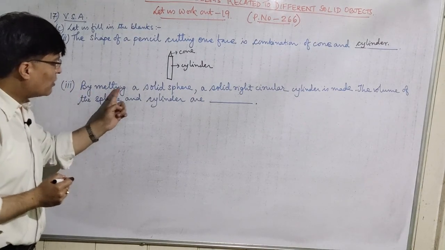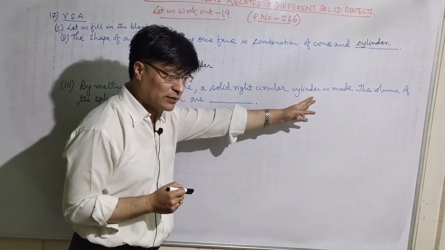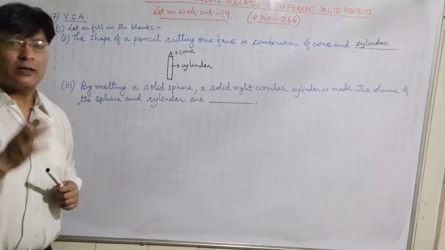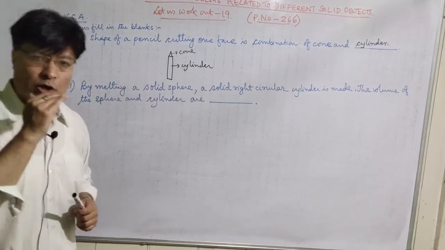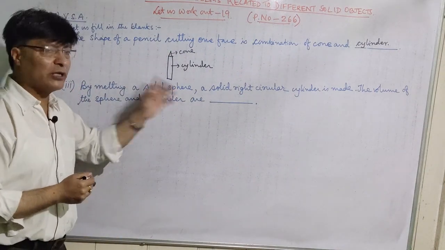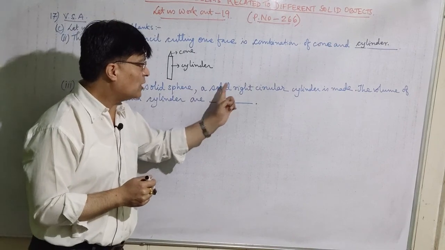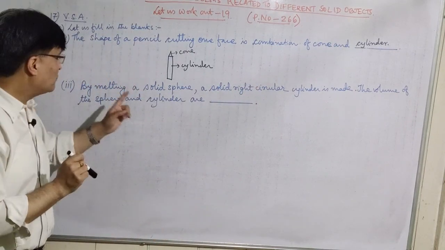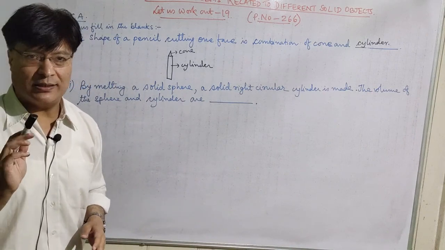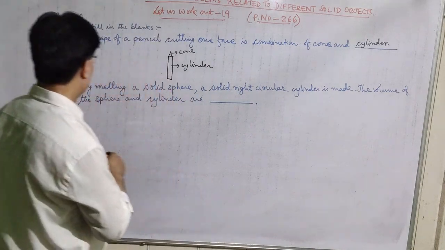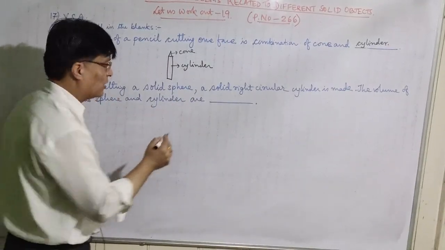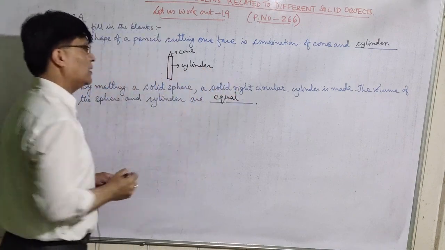So question number 3 is, by melting a solid sphere, a solid right circular cylinder is made. The volume of the sphere and the cylinder are dash. I already told you about this problem. That is, in this case, a solid sphere is melted and a solid right circular cylinder is made from it. That means the volume of these two must be equal. That is, the volume of the solid sphere and the volume of the solid right circular cylinder must be equal. Is that clear? So the volume of the sphere and the cylinder are equal. I think you have understood it.